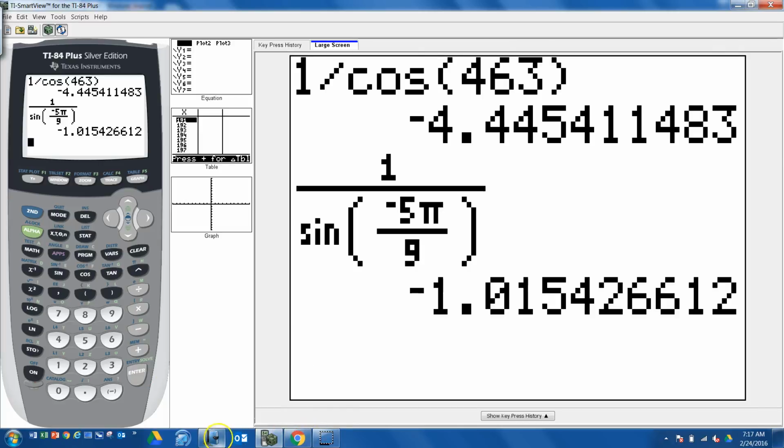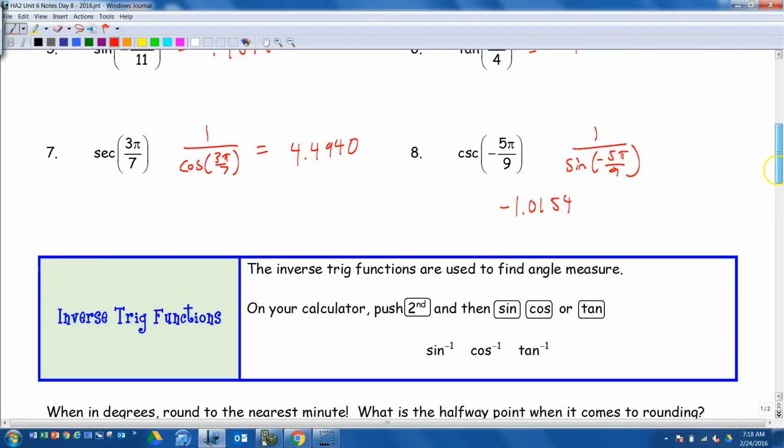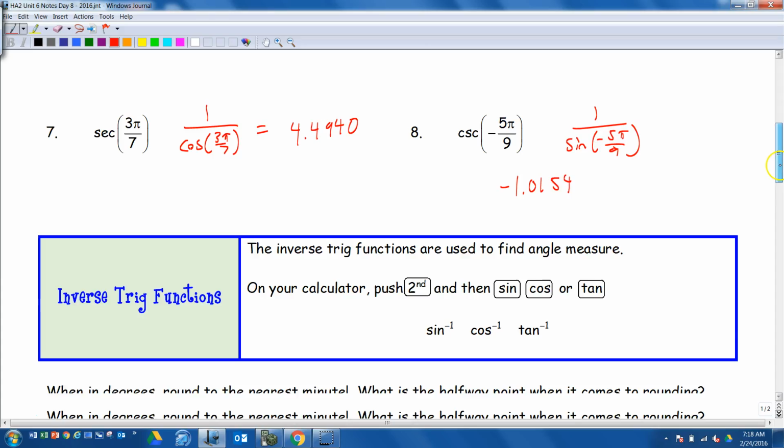So this one turns out to be negative 1.0154. This one will be negative 1. Again, pause it if you don't want to see these. Try them first. And this one is 4.4940. A few people are rounding that incorrectly in class. Okay. So that is finding trig ratios.